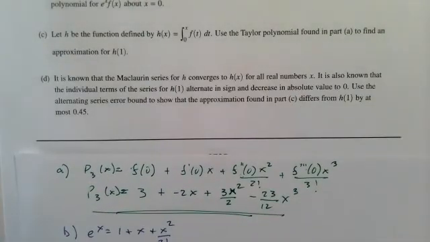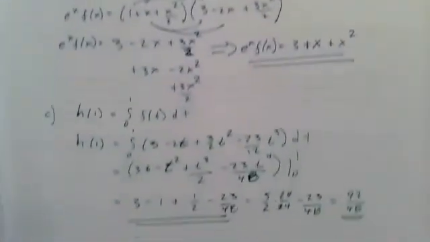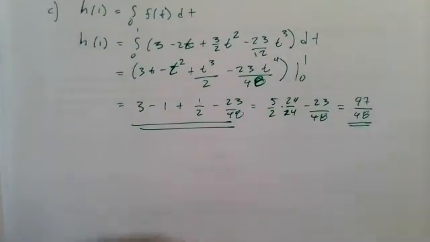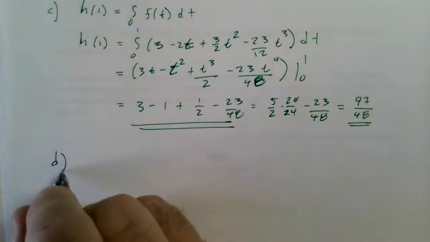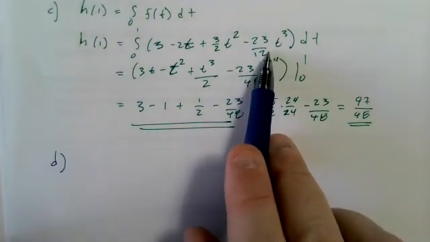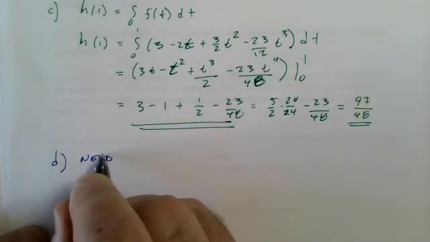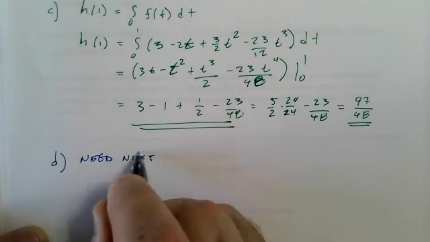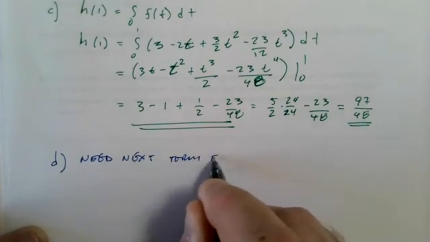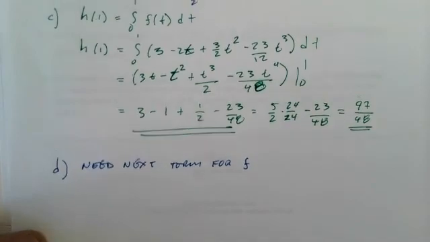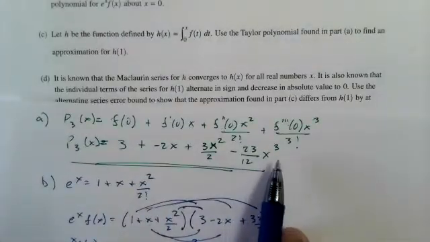Okay, and last but not least, it knows it converges. That means it's constantly getting smaller. It knows it alternates, so I can use the alternating series bound, blah, blah, blah. So they do this very quickly, like it's easy. I don't think it's so easy. First things first, let's look at this term right here. We need the next term, right? So I need the next term for f.